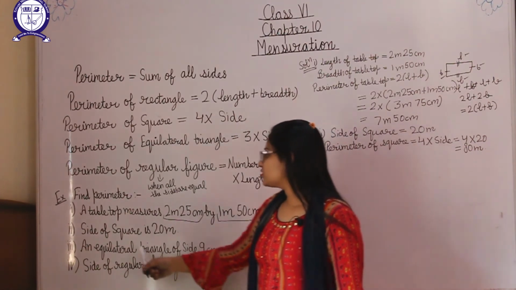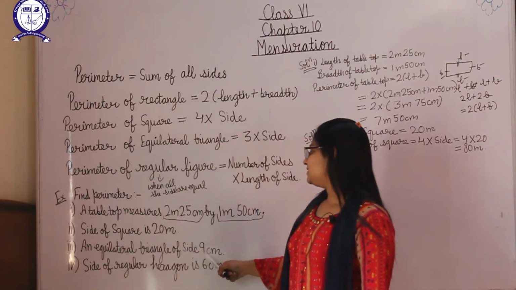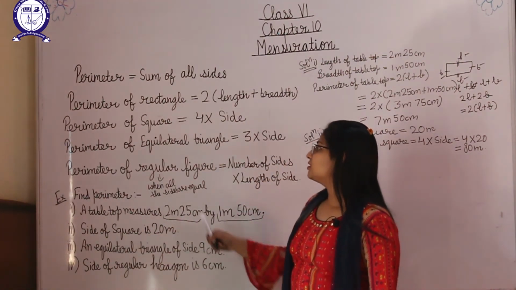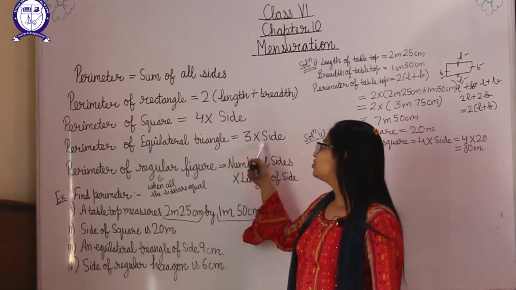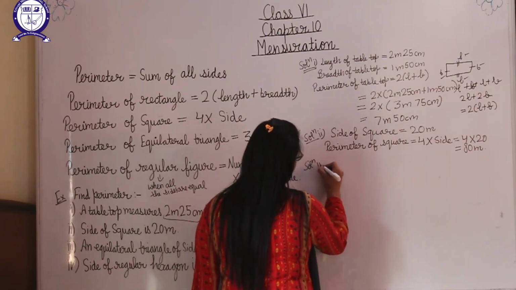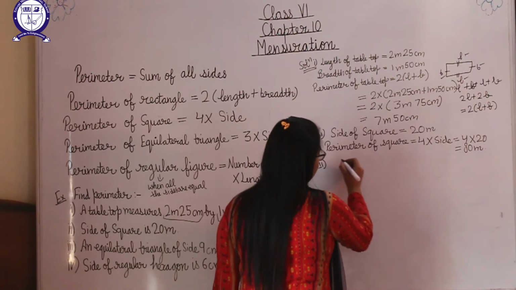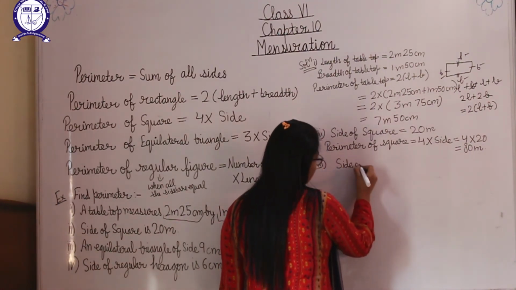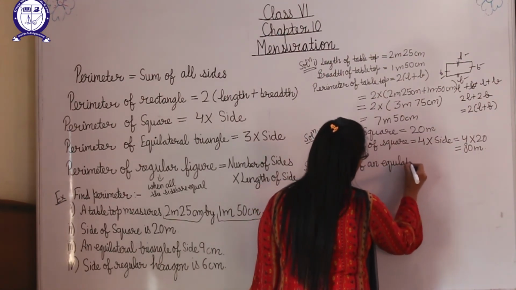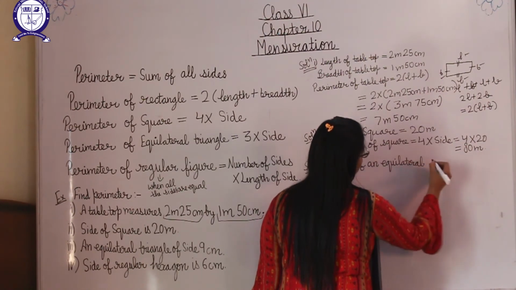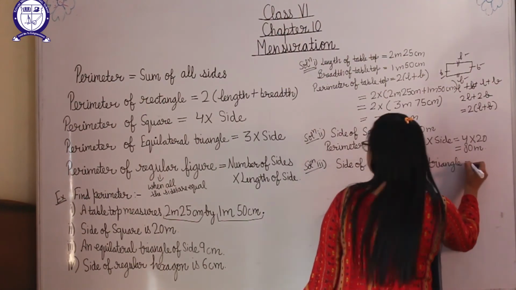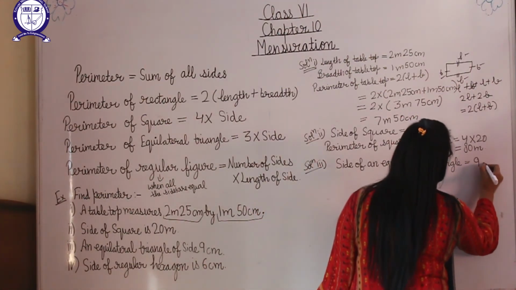Now students, the third question is an equilateral triangle of side 9 centimeter. What is it? Equilateral triangle, and the side given is 9 centimeter. So the perimeter of equilateral triangle is equal to 3 multiply side. Okay. So for the third part, what we will do? We will write here that the side of an equilateral triangle is equal to, what is it given? 9 centimeter. So we will write here 9 centimeter.